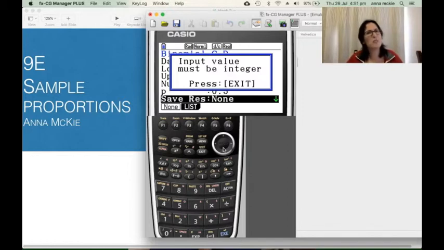The input value must be an integer. Because we're doing binomial here, we must have a whole number, a success or a fail. We can't have halfway between. So that's created a problem.